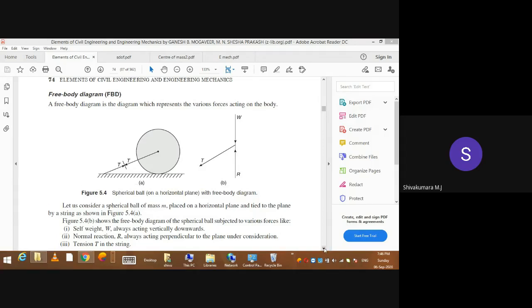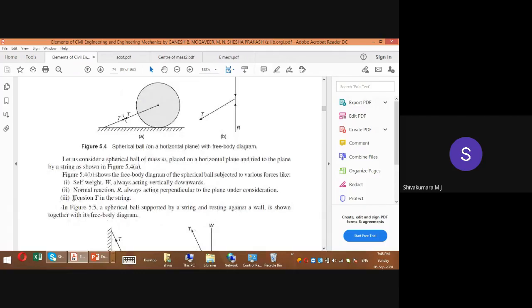Okay. So totally, these are all the components we shown here: tension force in the string, self weight of the object, and the normal reaction developed perpendicular to the plane surface.